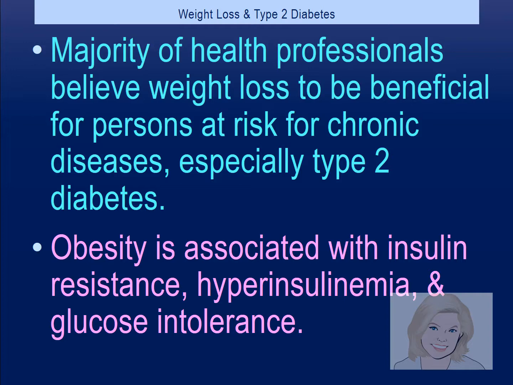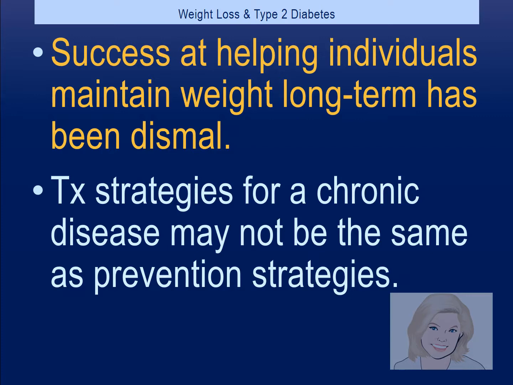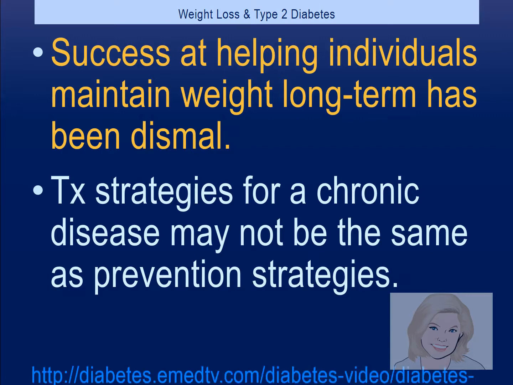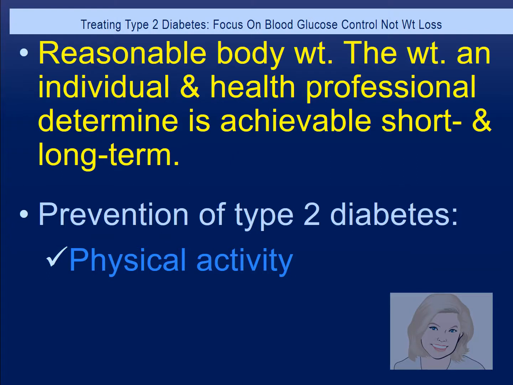So most of our patients are going to have type 2 diabetes, and most health professionals believe weight loss to be beneficial for patients with type 2 diabetes. Is it really? Obesity is associated with insulin resistance, high blood sugar, and glucose intolerance. So we need to have them control that, and the strategies may not be the same for every patient. Blood glucose control is a higher priority than weight loss. And I'm going to show you a chart that shows you why that is.